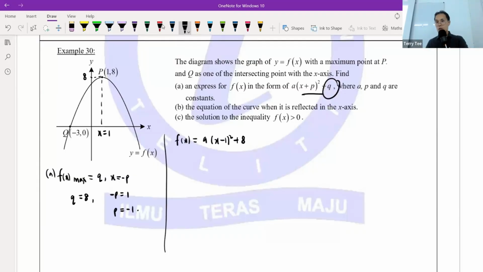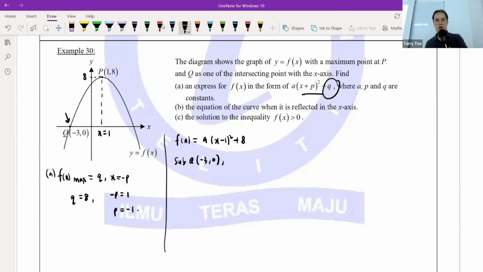Now, remember, you need to use another point given. I can't use this (1, 8), because if you sub in (1, 8), this is the problem: 8 equals a times (1 minus 1) squared plus 8. Then 8 equals a times 0 plus 8. 8 equals 8. Like, what the hell? What happened to my a? You can't do this. You have to take another given point. Now, notice you're given another point. What is the other point? So you have to sub in (-3, 0), right?